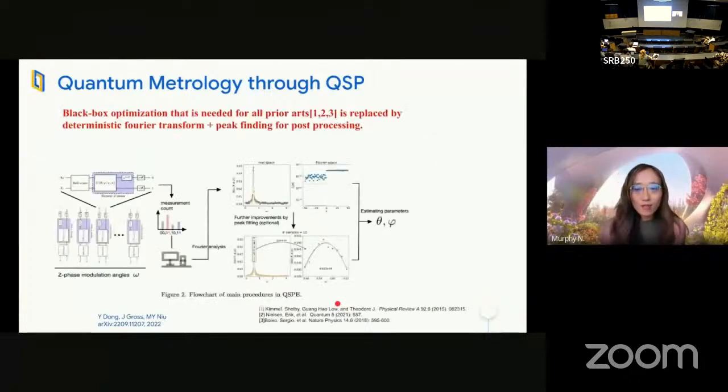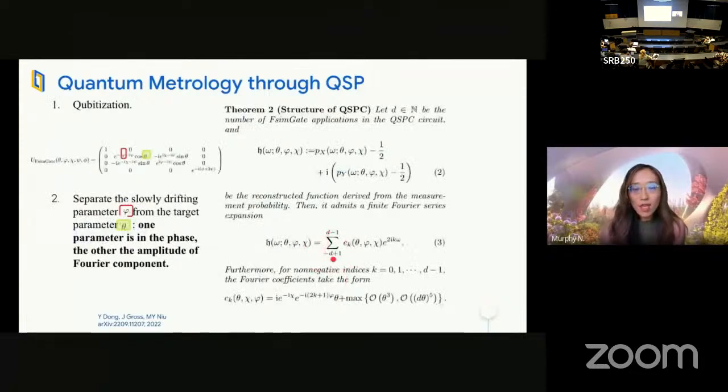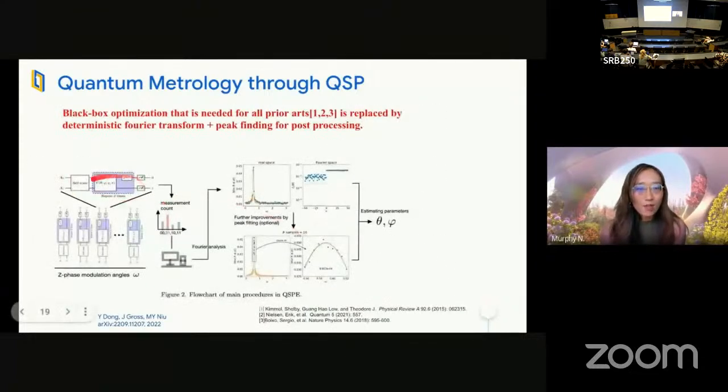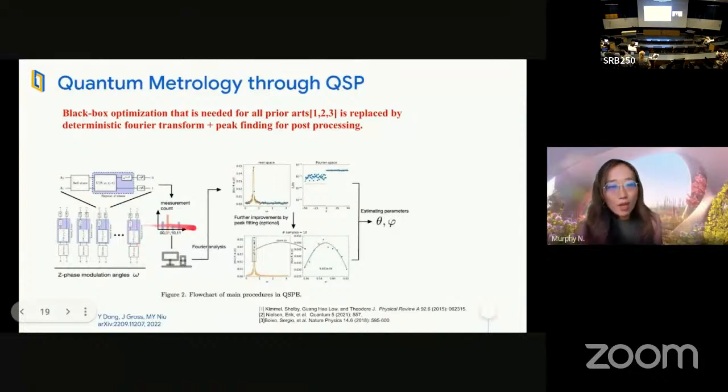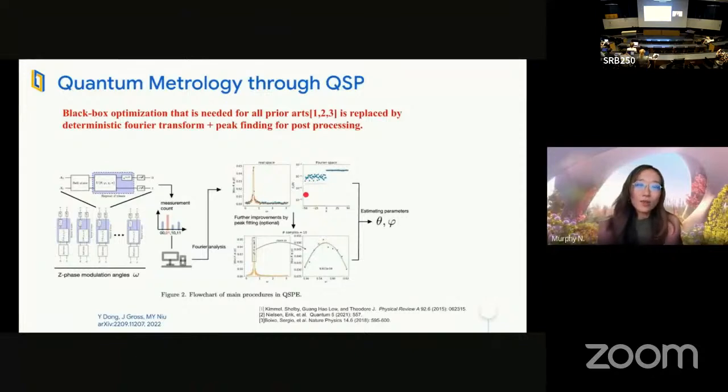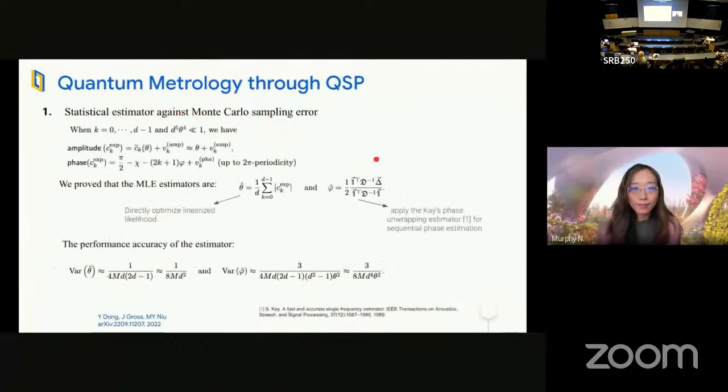But because of the requirement of this Fourier transform, I need to apply this quantum circuit at different omega, where omega is the corresponding frequency of the Fourier transform. So now our experiment takes D different circuits, and the depth of the circuit is also D. And then we can perform measurement and deterministic post-processing. In this way, we can replace the requirement of a black box optimization that is needed in the prior art.